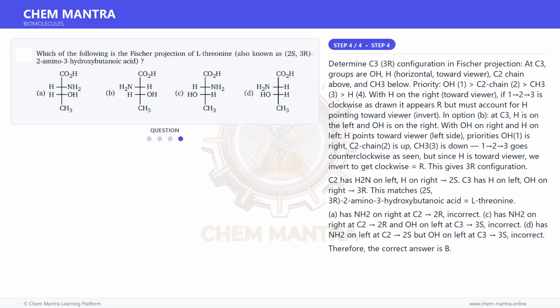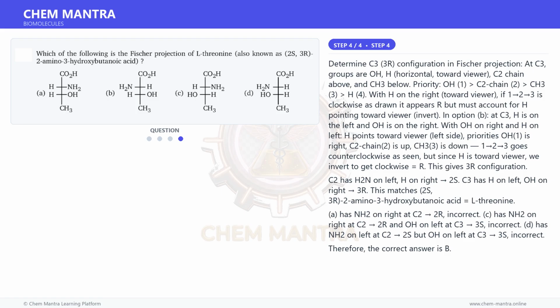And for the final step, determine the C3 3R configuration in the Fischer projection. At C3, the groups are H, horizontal, toward the viewer, the C2 chain above, and CH3 below. Priority: 1, C2 chain; 2, CH3; 3, H 4. With H on the right, toward the viewer, if 1 to 3 is clockwise as drawn it appears R, but we must account for H pointing toward the viewer and invert.